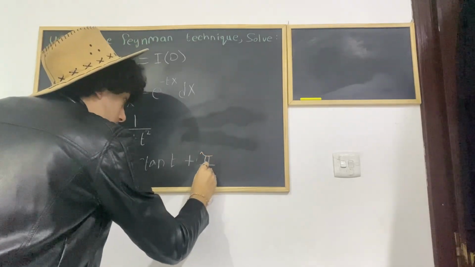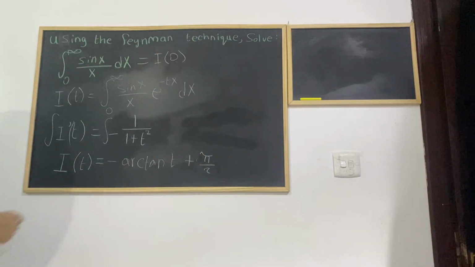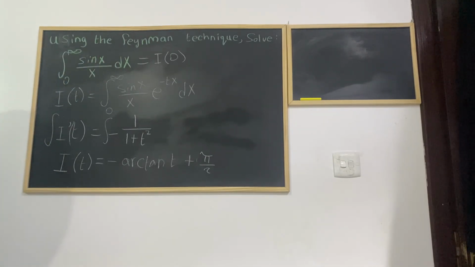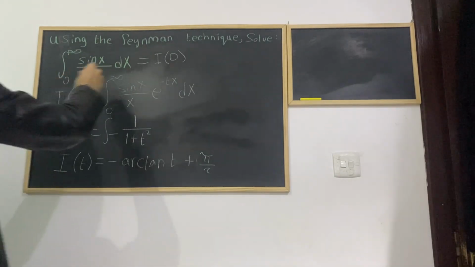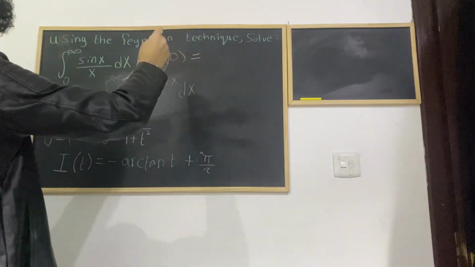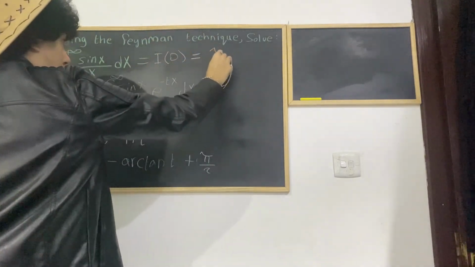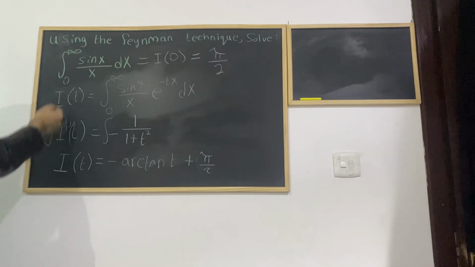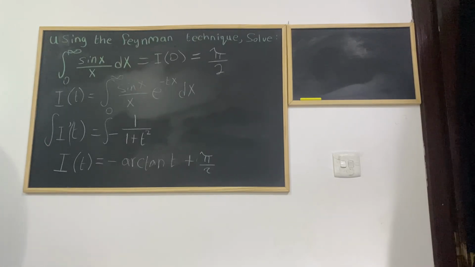Pi over 2. Now remember, when t equals 0, this is the same as our main question here. And if we plug in t equals 0, our integral is equal to pi over 2. And just like that, we have solved this very difficult question, or most people think it's a very difficult question, very easily in like 4, maybe 5 steps using the Feynman technique. This really is the biggest cheat code in the entirety of integration.